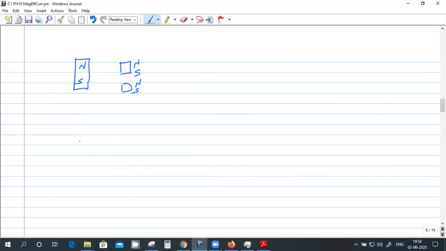So the effect of this bar magnet should be captured by the B field. Suppose I bring another magnet here, there will be some force between them, right? We call this 1, 2. This is the second magnet, and the first magnet I have replaced by the field produced by the first magnet.